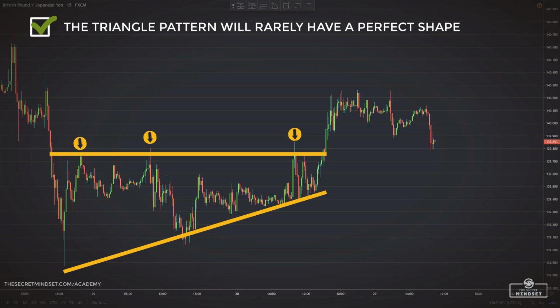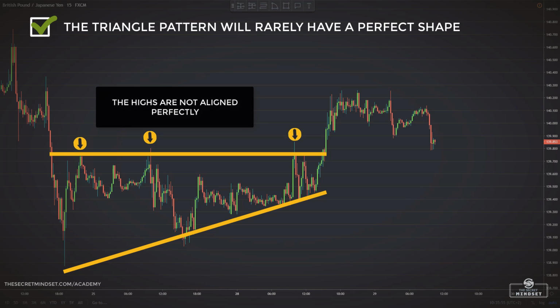I remember how I would read a book on a specific chart pattern, and when I would go into the market, I could never find an exact match. For example, in this chart, notice how the highs are not aligned perfectly. But notice how the price breaks through the upper trend line only to go higher. So don't search only for perfect triangles.